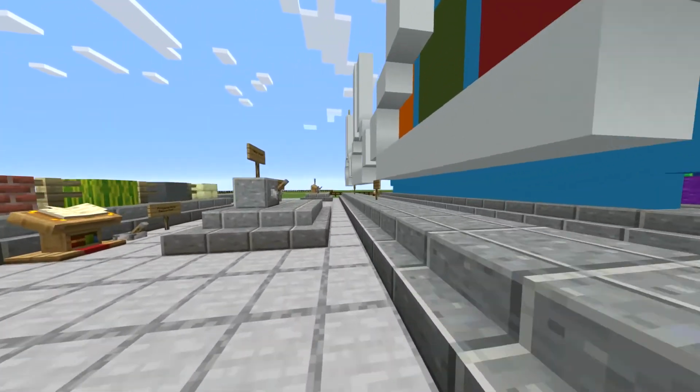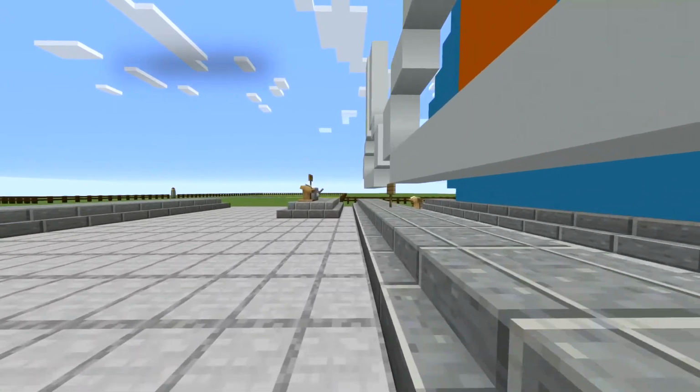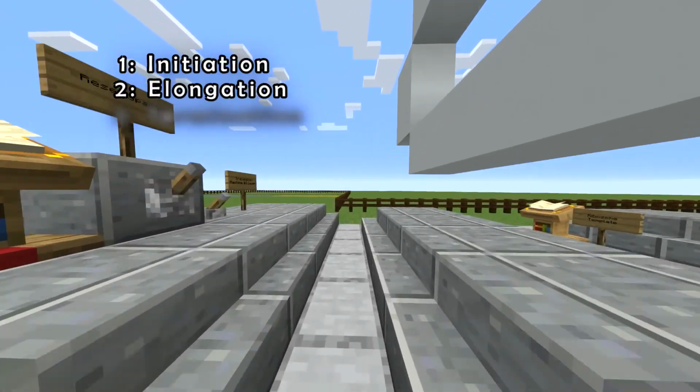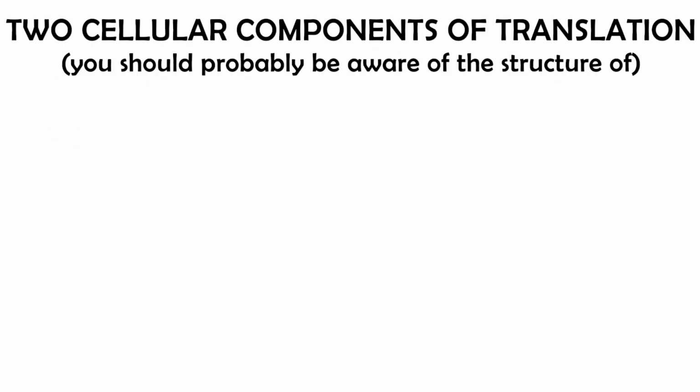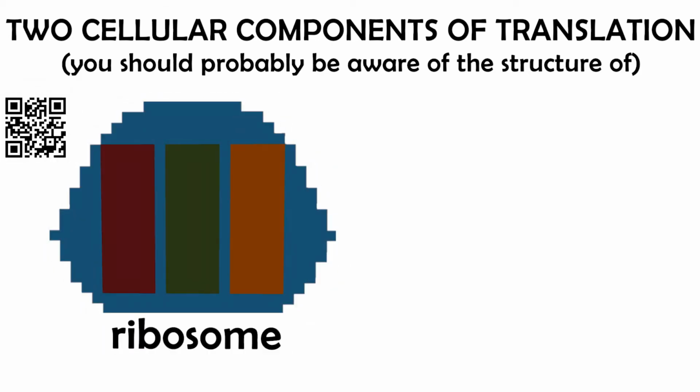Next comes translation, which occurs in 3 steps, namely initiation, elongation, and termination. Translation uses 2 cellular components you should probably be aware of the structure of, namely the ribosome and transfer RNAs. The ribosome is split into 2 subunits, a big one on the top and a smaller one on the bottom. It also has an E site, a P site, and an A site.